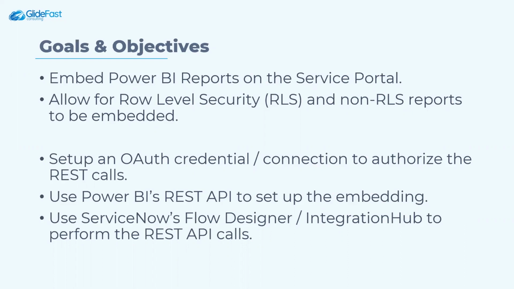So there were two types of reports that we would be running. There would be the row level security RLS reports, which were reports that were shared across multiple customers. What would happen is as the user pulled up the page, it would pass in data to that report and filter it down to just the data they're allowed to see, and non-RLS reports, which are the reports associated to specific clients. So we're going to walk through how we set up the OAuth and credentialing, the Power BI REST API, and using ServiceNow's Flow Designer Integration Hub to perform the REST API calls.